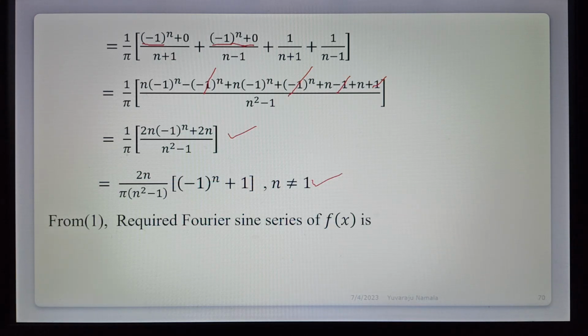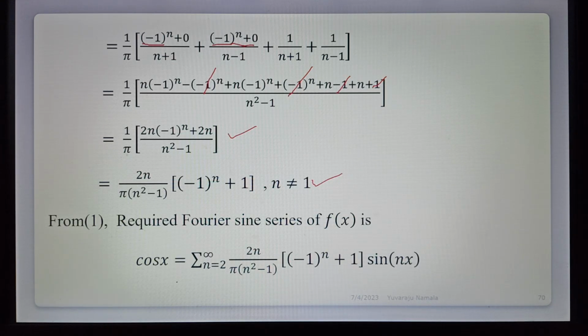Substituting in the series, the required Fourier sine series of the given function cos x is equal to summation n is equal to 2 to infinity of 2n by pi into n square minus 1 into minus 1 power n plus 1 into sin nx.